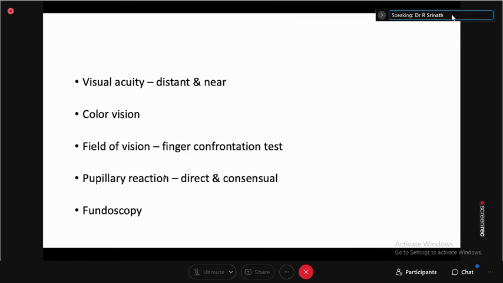So I am describing pupillary reaction here. I will not be describing it in the third nerve. The pupillary reaction should be checked as direct as well as consensual, and finally fundoscopy.